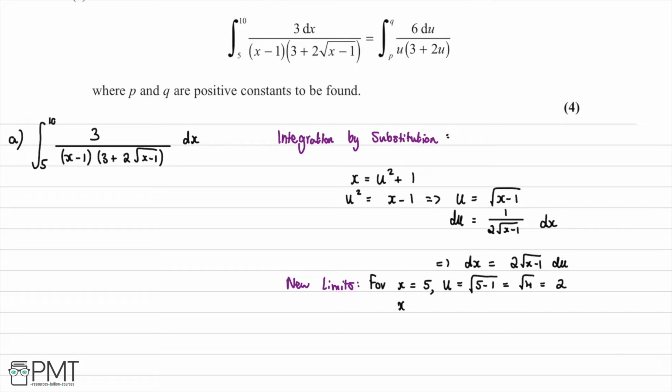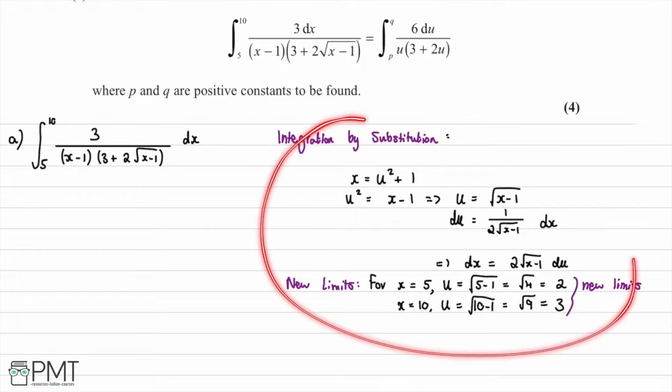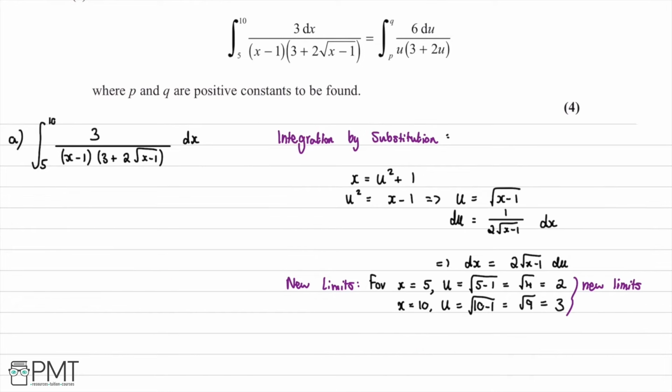And then we're going to have for x being equal to 10, we're going to have that u is equal to the square root of 10 minus 1, and we square root that, and that is going to be equal to the square root of 9, which is equal to 3. So this is our new limits here. So I'll just annotate that in, new limits. And then what's left for us to do now? Well, we want to take all this new information that we have and substitute it back in to our original equation.